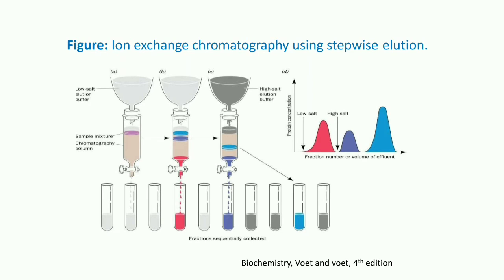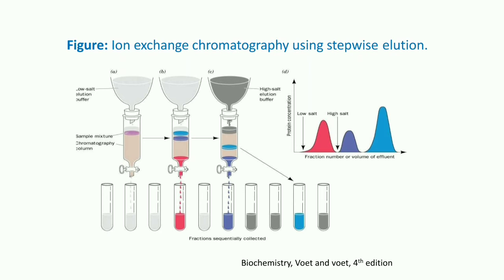So this is the diagram showing ion exchange chromatography using stepwise elution. Here the tan colored region of the column represents the ion exchanger, whereas the colored bands such as the purple, blue, and pink indicate the various proteins which are mixed together. As you can see in diagram A, the protein mixture is bound to the topmost portion of the ion exchanger in the chromatography column, and the buffer contains fewer salt molecules, making it a low salt elution buffer.